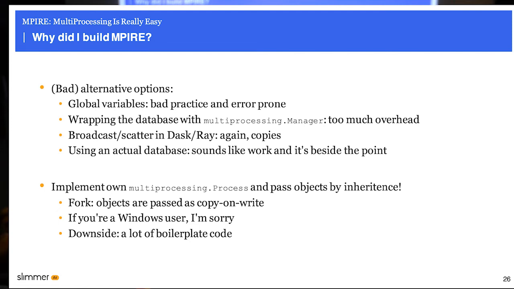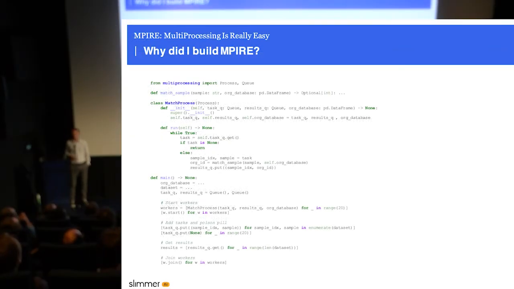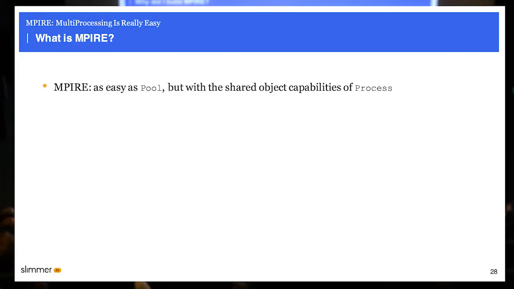So, are there downsides? Yeah, definitely. You have to do all the inter-process communication yourself, and that boils down to a lot of boilerplate code. I'll just give you a quick example. Don't try to understand everything that's going on here, but this is just to show you how much code you need to write every time you want to do this. And this is actually the foundation of MPIRE.